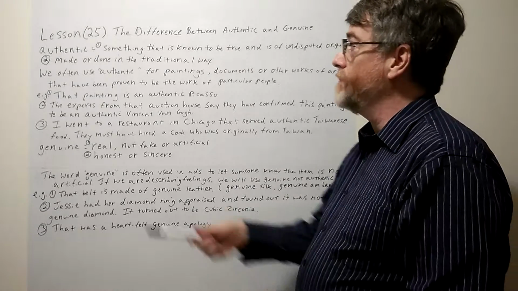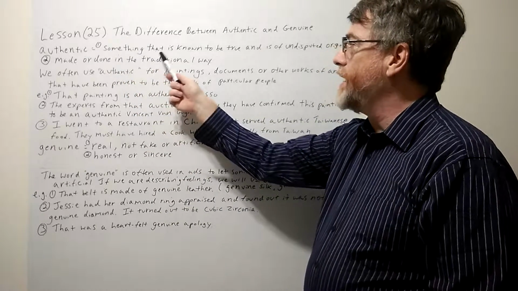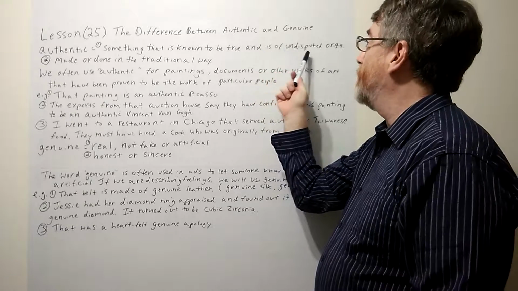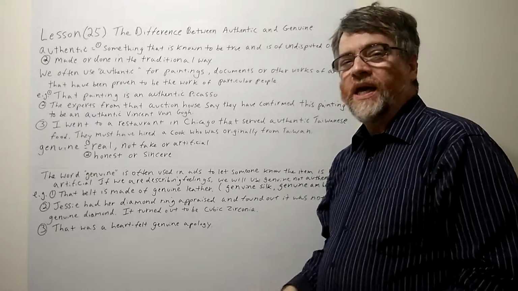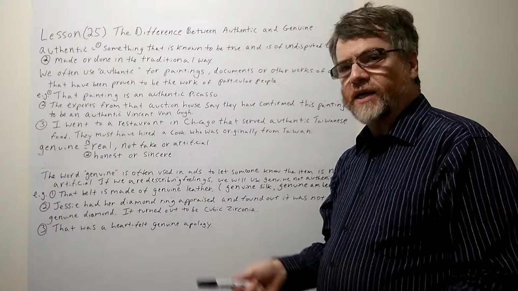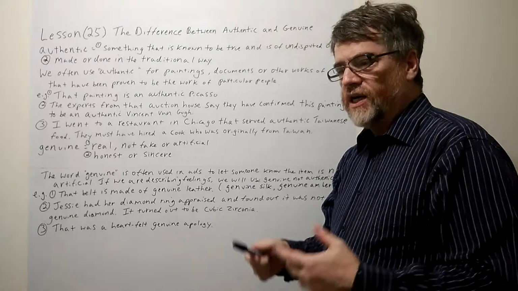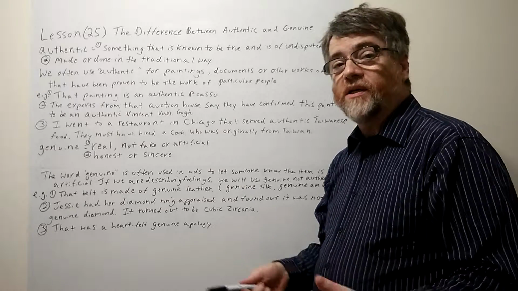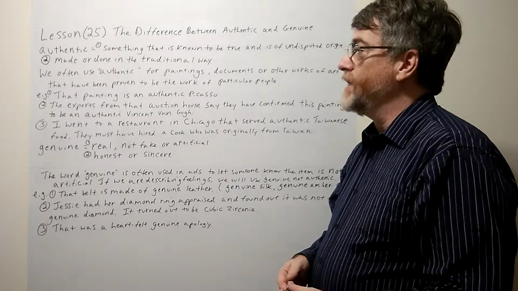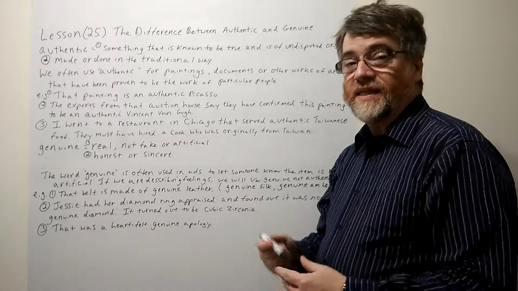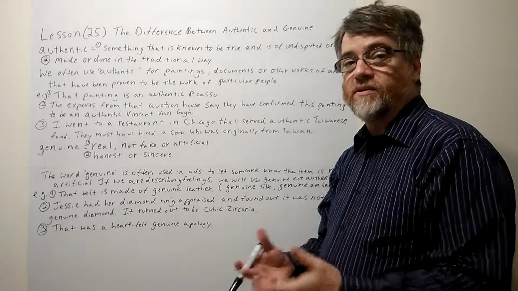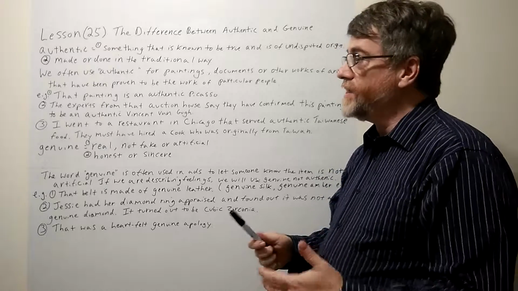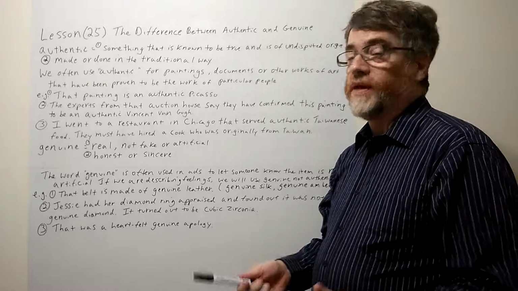Let's look at authentic. Authentic: something that is known to be true and is of undisputed origin. It means maybe they had some experts who originally checked the document, checked the material, whatever it was made out of. They tested it with maybe chemicals, or they know where it originally came from. In this sense, we say something is authentic.